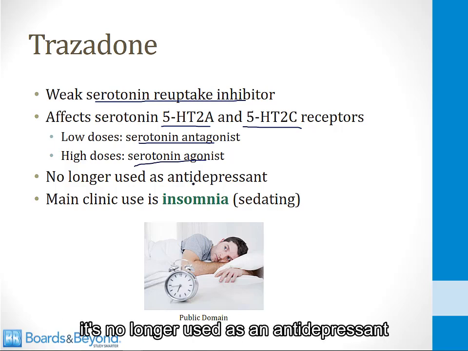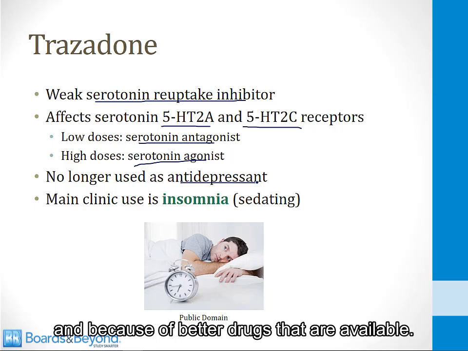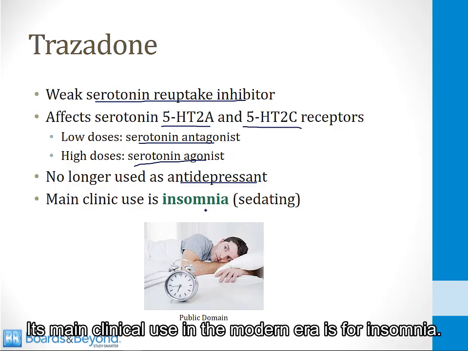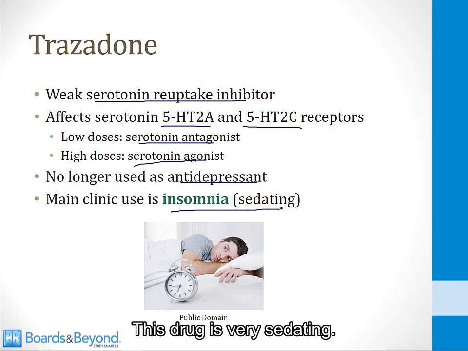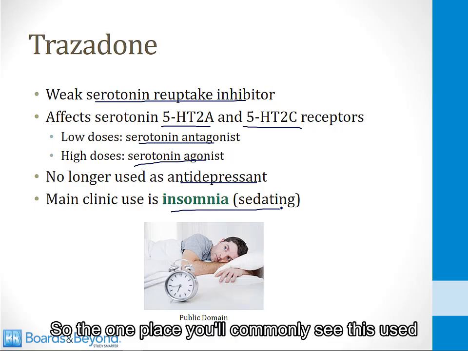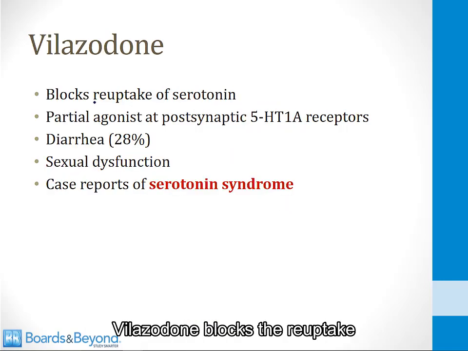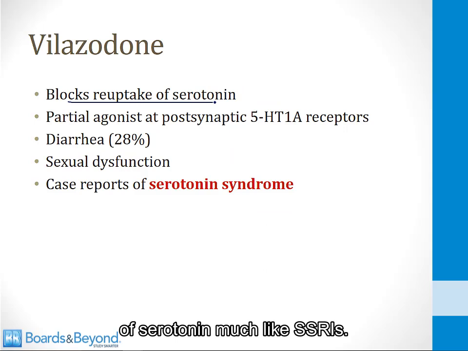Now, in the modern era, it's no longer used as an antidepressant because of side effects and because of better drugs that are available. Its main clinical use in the modern era is for insomnia. This drug is very sedating. It has strong antihistamine properties, so the one place you'll commonly see this used in the modern era is as a sleeping pill. Vilazodone blocks the reuptake of serotonin, much like SSRIs.